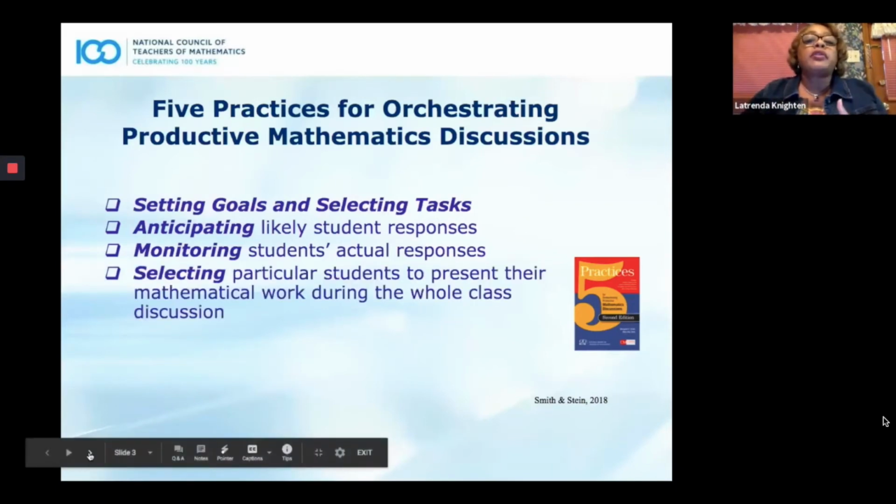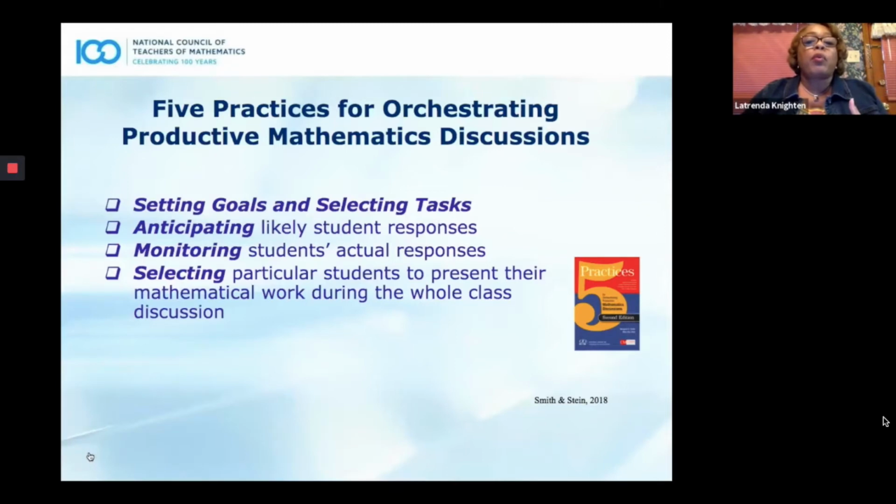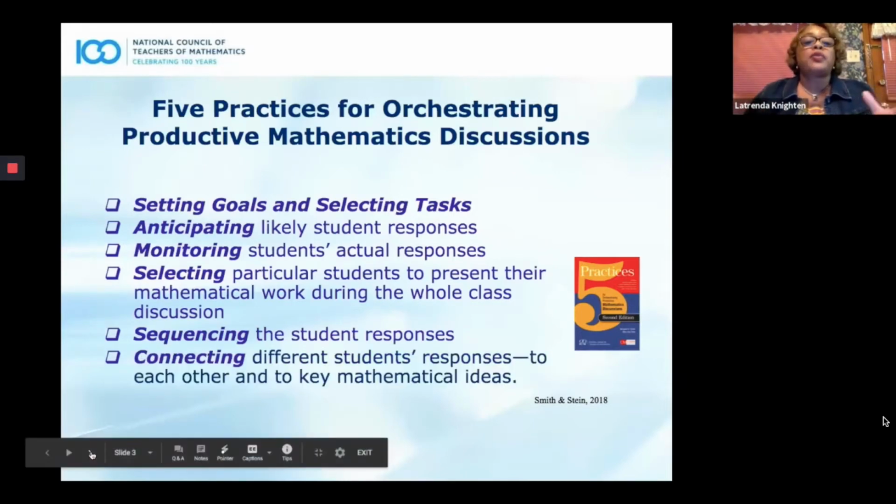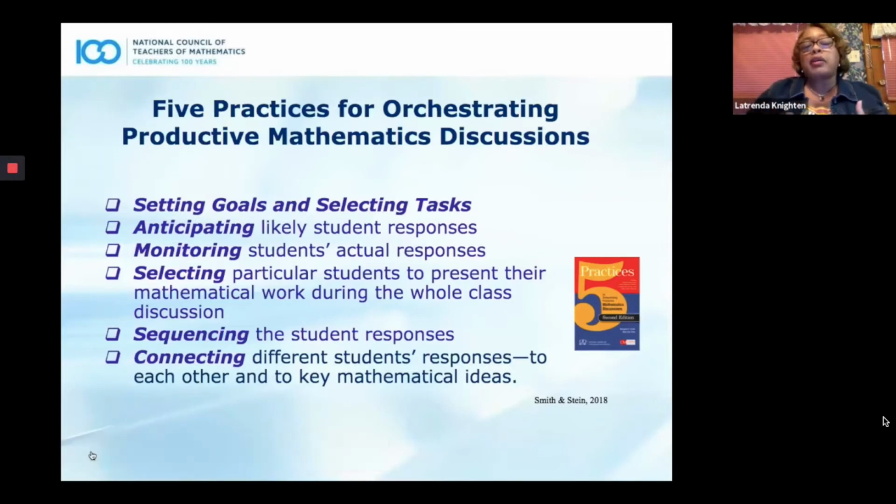Selecting particular students to present their mathematical work during the whole class discussion. So being very purposeful about which students are going to present that work, because we sequence it so that it tells a story. And in telling that story, we make connections between the student responses and also to the mathematical ideas that we're putting forth in the lesson.